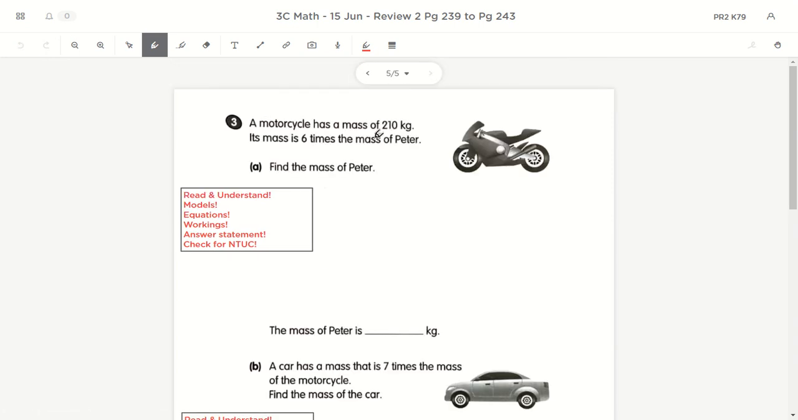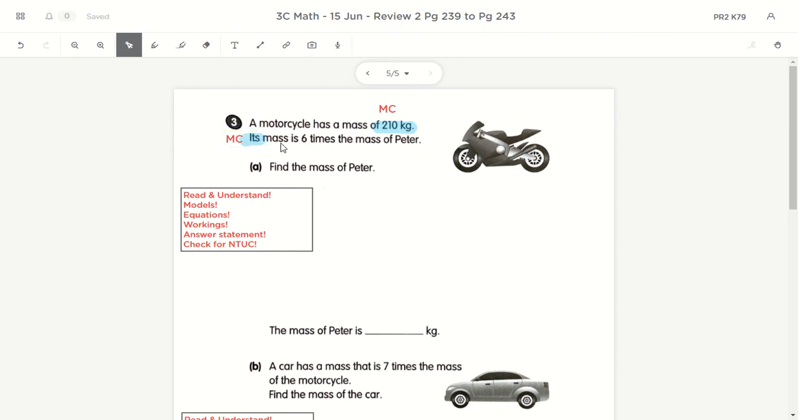Okay, a motorcycle has a mass of 210 kg. So 210 represents the motorcycle, which I will write as MC. Okay, motorcycle MC is 210, its mass. This "it", who is it referring to? This "it" refers to the motorcycle. So motorcycle is what they're referring to.